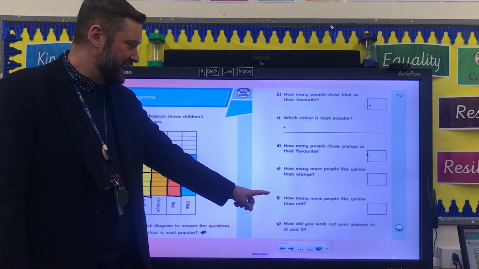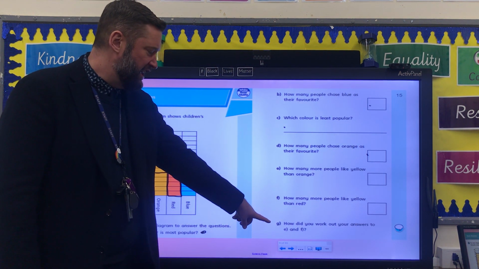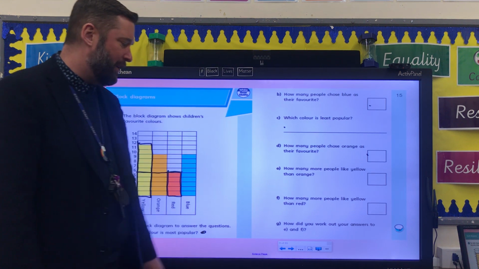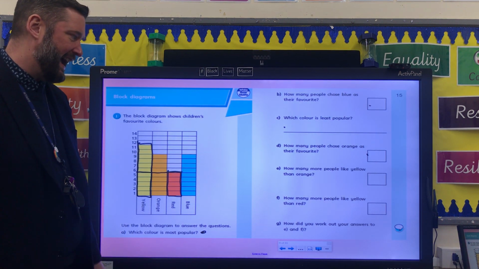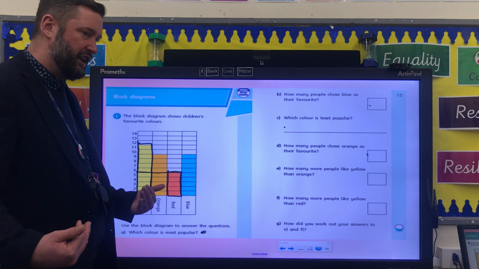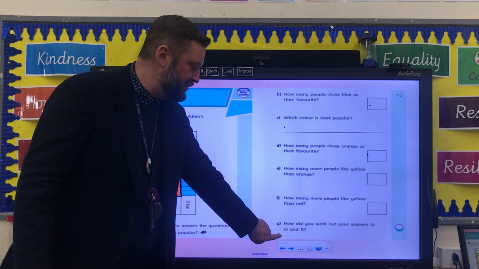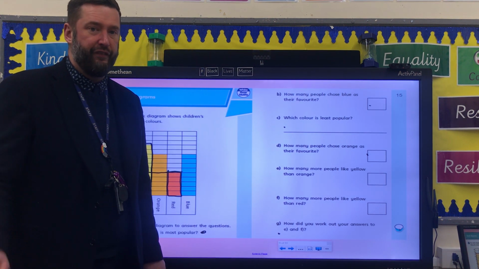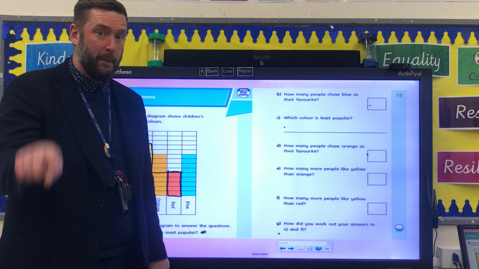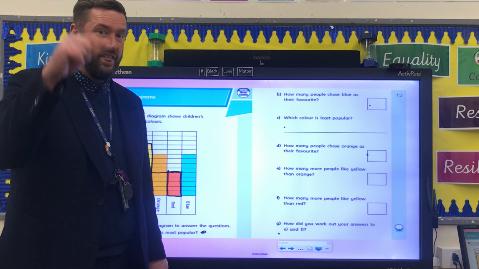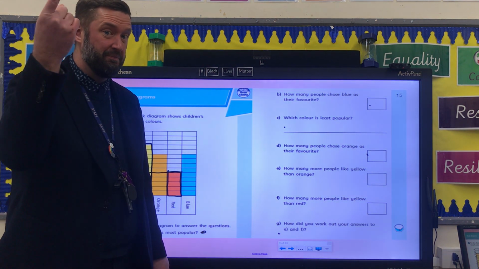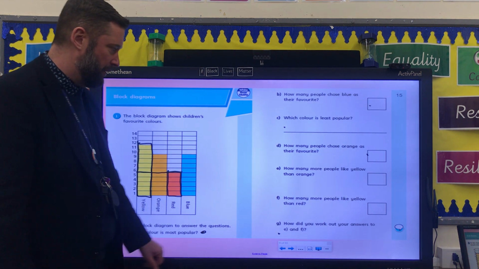Okay, have you done F? Right. G, how did you work out your answer to E and F? What did we do? Try and write an explanation underneath. First I drew a, then I counted. Have a go at that one.